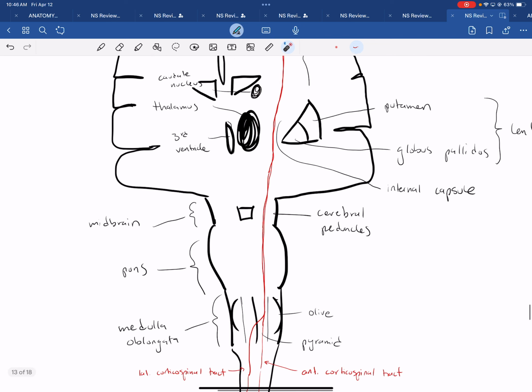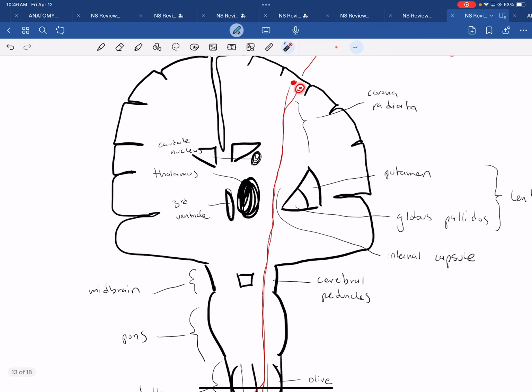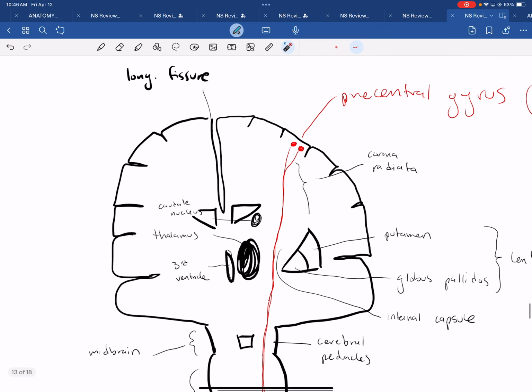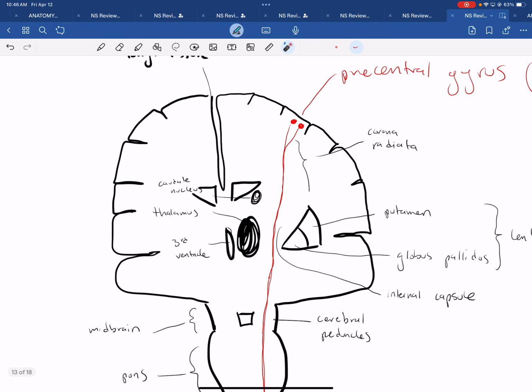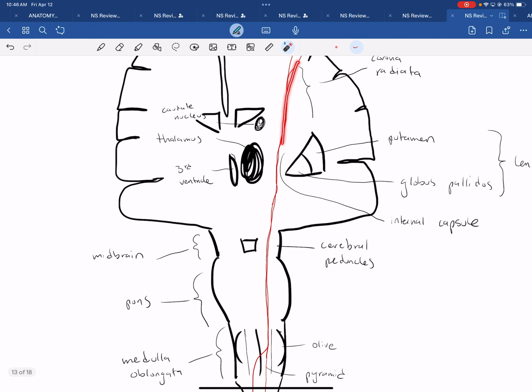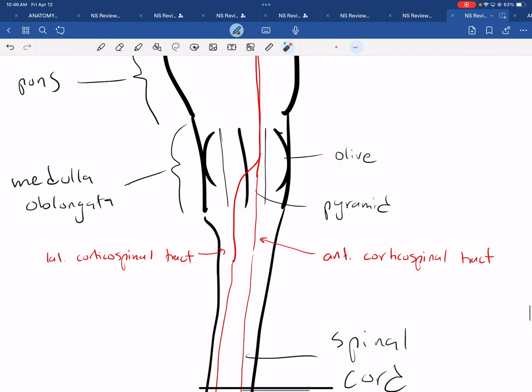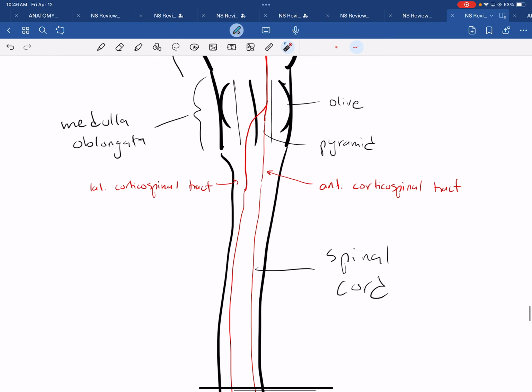Good, cerebral peduncles. So here's what happens, right? The upper motor neuron starts in the precentral gyrus, and then its axon goes through corona radiata, internal capsule, cerebral peduncle, through the pyramids, and then in the pyramids, there's a decussation. 85 to 90% of the axons of the corticospinal tract decussate. They cross over to the other side, and then the other 10% don't. So the ones that decussate, all of those axons is called the lateral corticospinal tract. The ones that don't is called the anterior corticospinal tract.